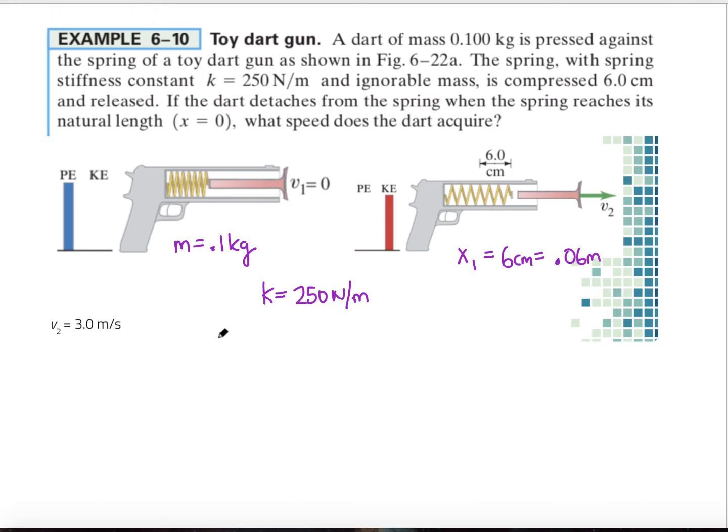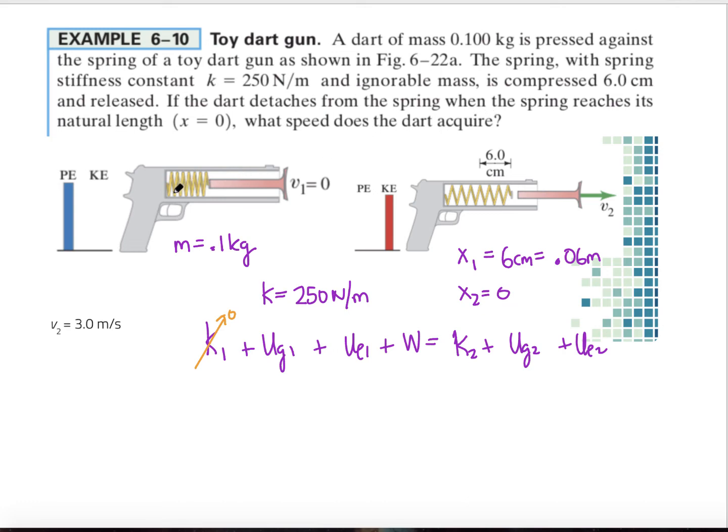So let's begin by writing out our conservation of energy. Oh, and we'll say that x2, when it's uncompressed, is 0. So we have K1 plus UG1 plus UE1 plus work done by outside forces is equal to K2 plus UG2 plus UE2. One at a time, let's eliminate some things. Initially, we are not moving, so our initial kinetic energy is 0. Our gravitational potential energies, what do we see here?